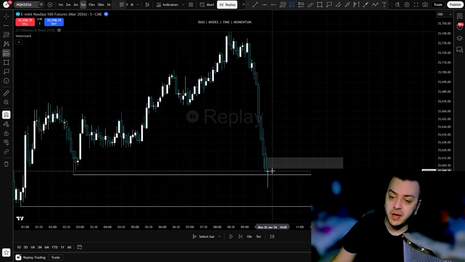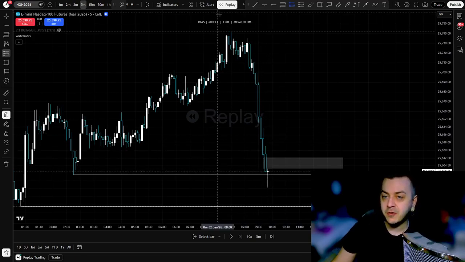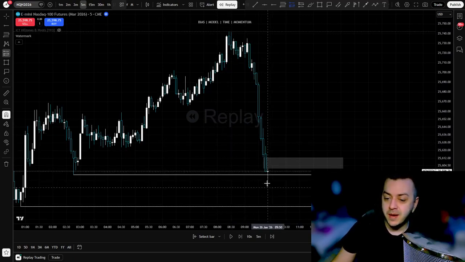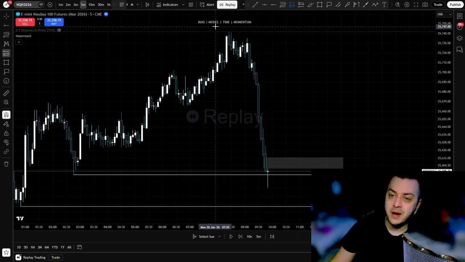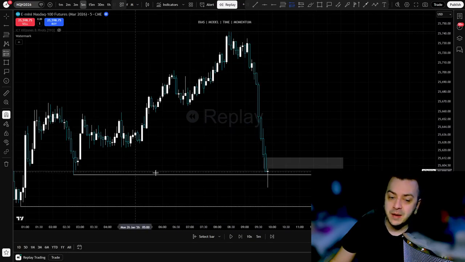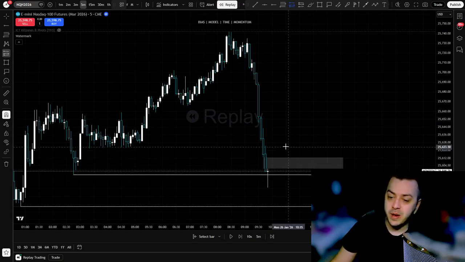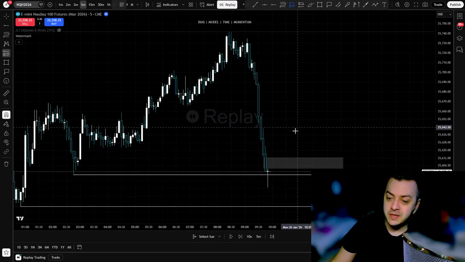We'll come down, we swept the low, and then we're looking for good momentum back to the upside and an inverse so we get our momentum and our model. You can see here as well, we're just coming into the macro, which is time. The macro is between 10 minutes before and 10 minutes after every hour. As you can see, we're coming into the macro, we've got the model, we've got the momentum, and we've got the bias here because we've swept the low. We're now neutral on our bias.